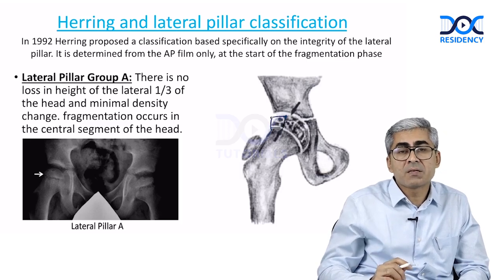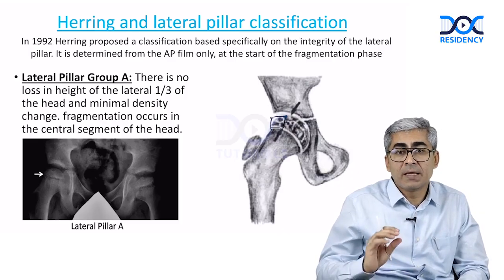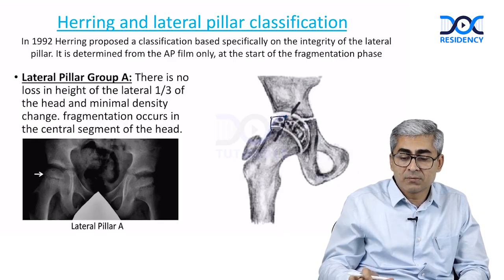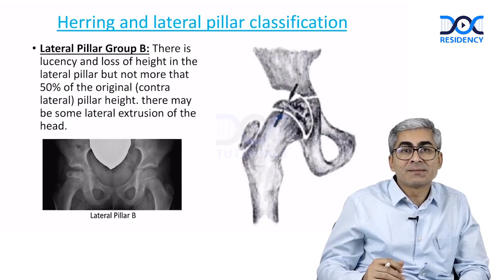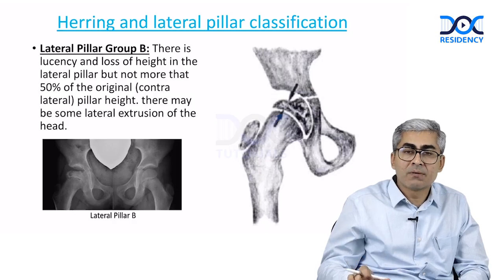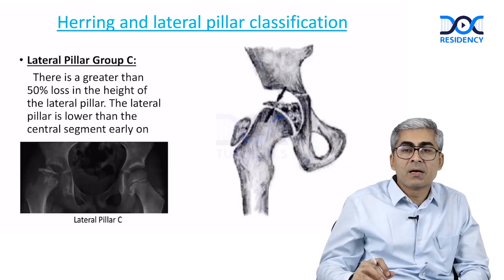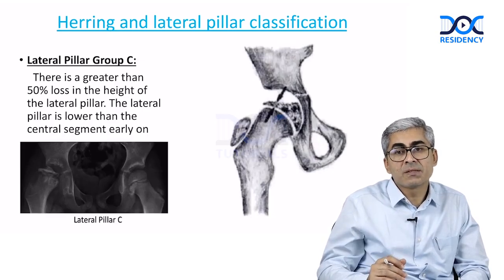When you have good height, completely retained height, that is group A, and group B is where the height is from 50 to 100%. That is, it is reduced to less than 100%, but more than 50% of the height is still retained, and there could be some evidence of extrusion. And this is group C, where it is reduced to less than 50%, and generally these have poor prognosis.